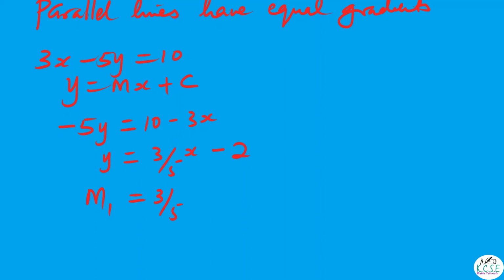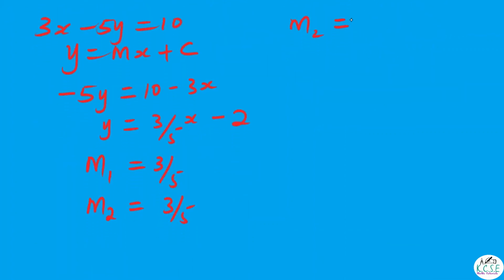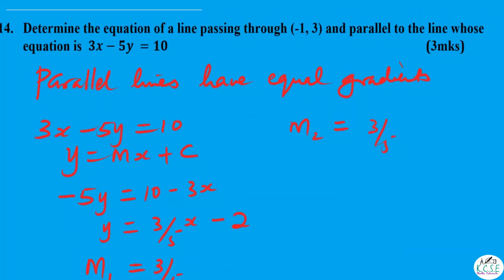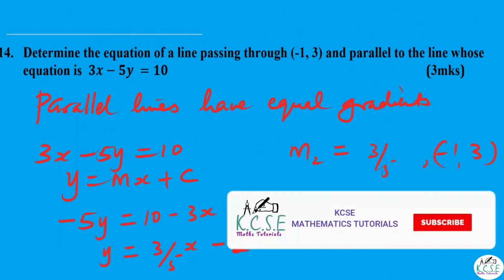And since the other line is parallel to this, it will have the same gradient. So m2, the gradient of the other line, will be the same, 3 over 5. And it's passing through the point -1,3. So we need to get the equation of that line.